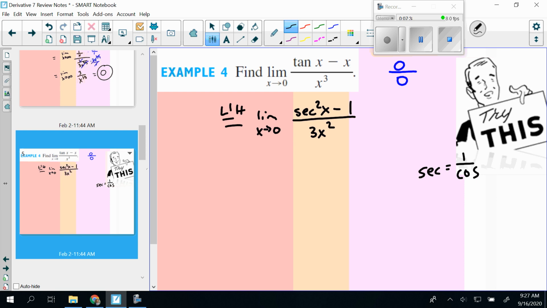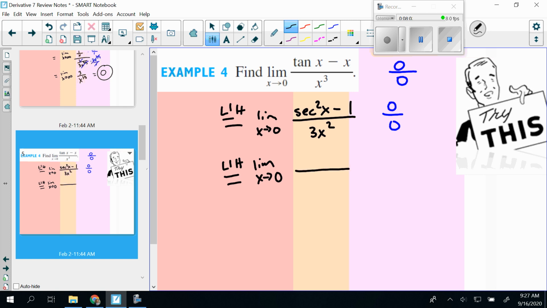So on top here, we got 1 minus 1, or 0. On bottom, we still got 0. Looks like, again, we got to apply L'Hopital's the second time here. So let's do it a second time. Derivative of secant squared. We're also going to have to do the derivative of 3x squared on the bottom. Derivative of the 1 is a constant, so that'll be 0. So bottom's going to be 6x.